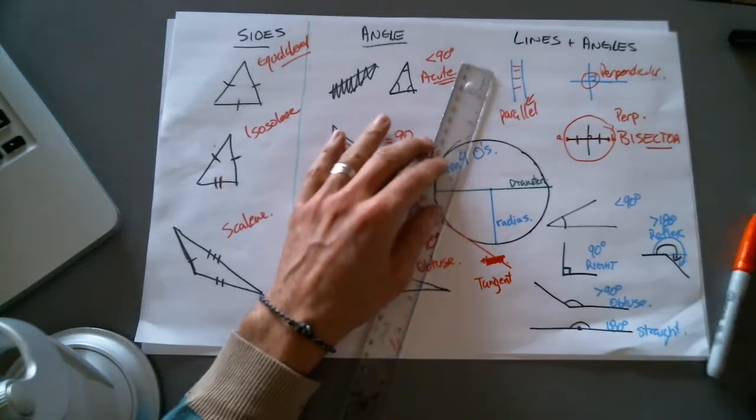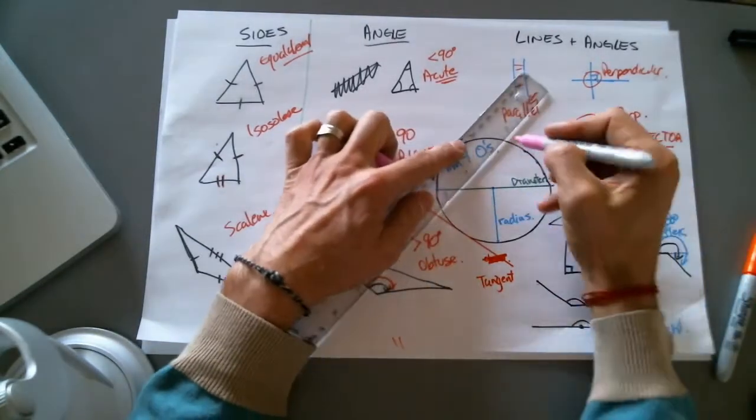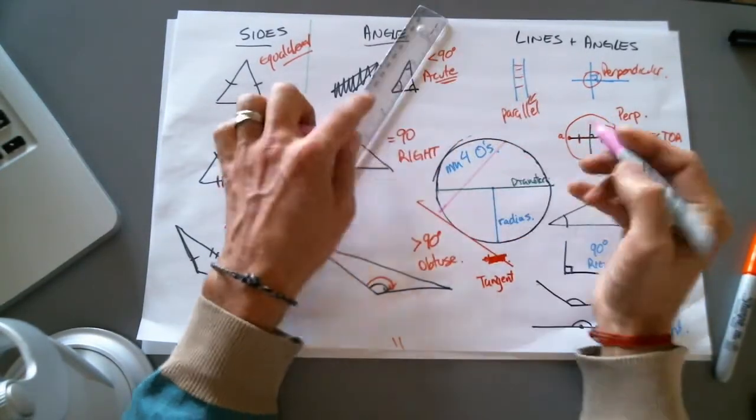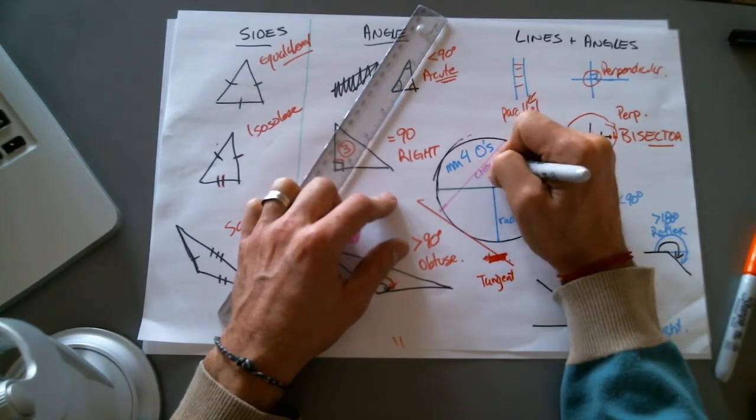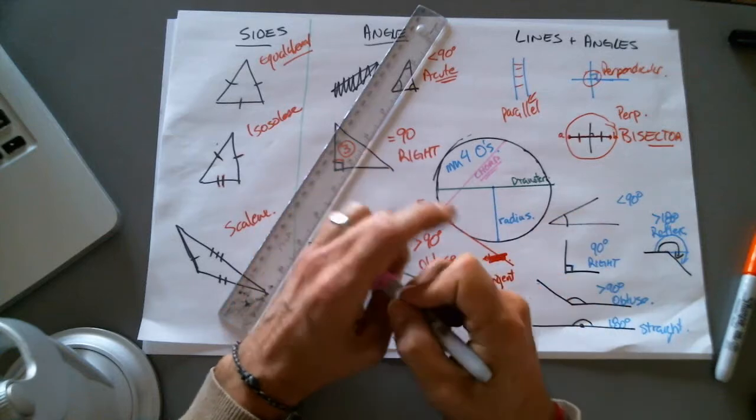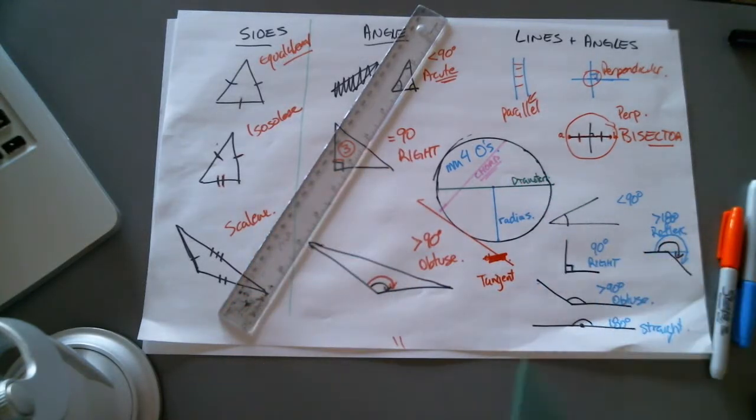The last one is a chord. See, I'm ahead of myself. A chord is just a line that touches the outside of the circle. So this is called a chord. So in your circles, I want you to have at least one of each of those lines, grade 7s.